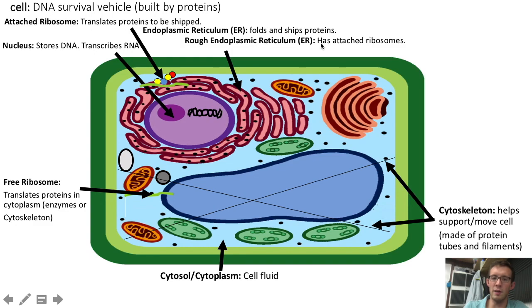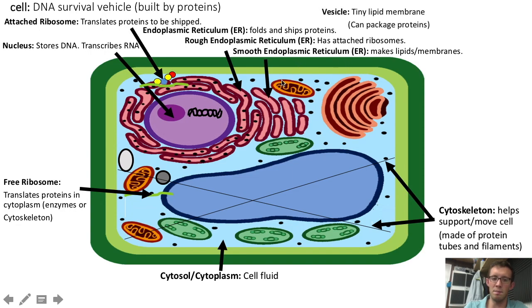Now, there's two types of endoplasmic reticulum. There is the rough endoplasmic reticulum, which has ribosomes attached to it, which give it kind of a rough feel and a rough appearance. And then there's the smooth endoplasmic reticulum, whose job is to make membranes to package these proteins in. And we call these packages vesicles, which are just tiny bubbles of lipid, tiny fat bubbles that wrap around the protein and allow it to pass through other membranes.